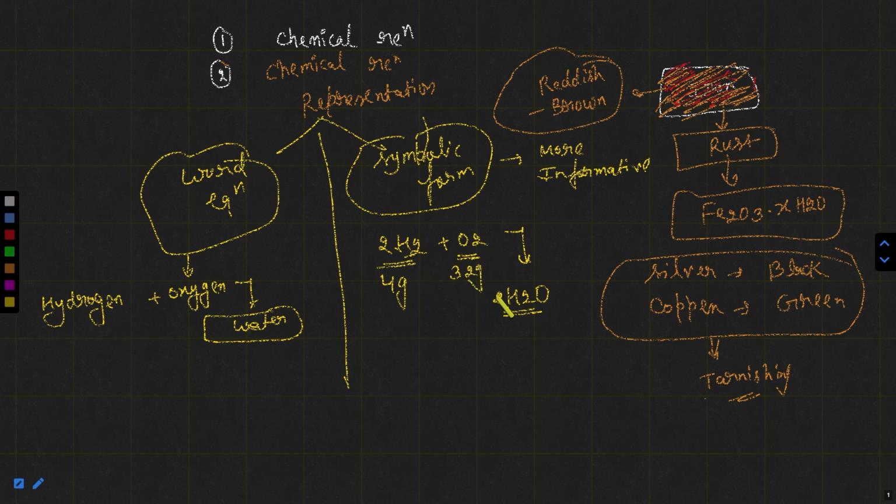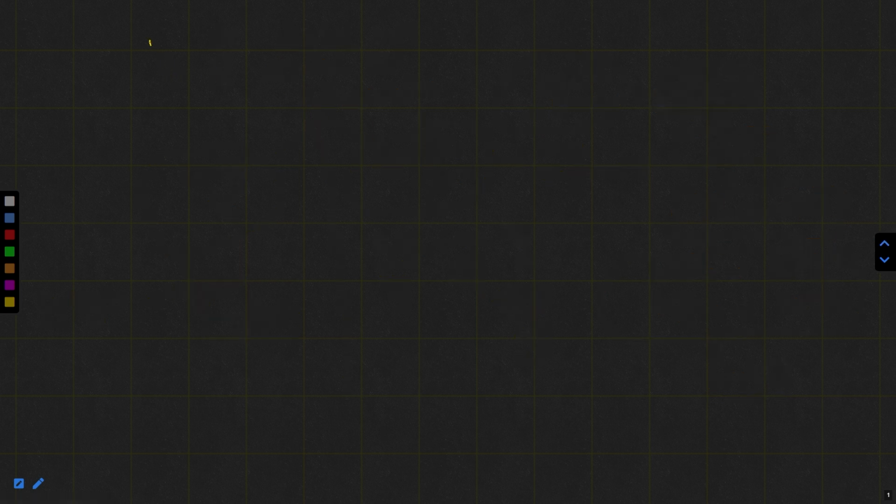32 gram of oxygen, to give definitely 36 gram of what? Water. Definitely 36 gram of water. And also you can say 4 gram per mole of hydrogen, like that. You can say it in different terms, but this equation provides complete information, that is the symbolic form. I hope you got each and every point here, and you got how to balance, and you know what a balanced chemical equation is and what an unbalanced chemical equation is.